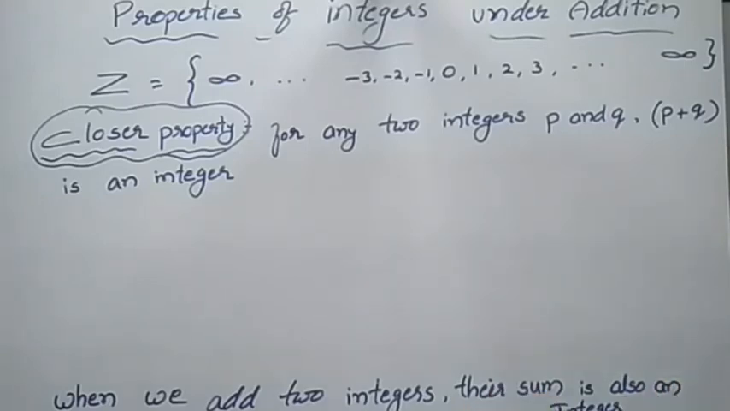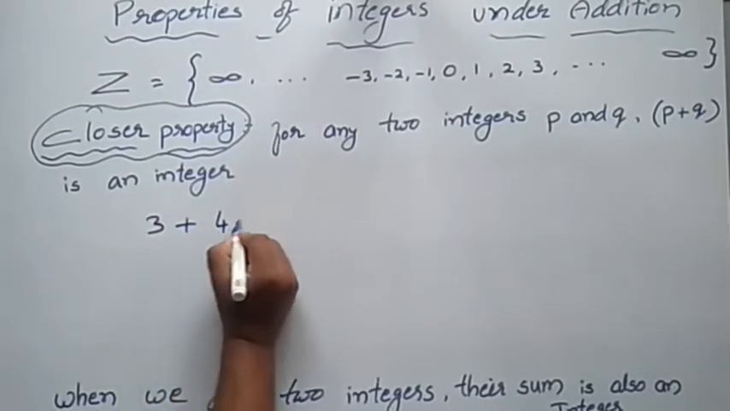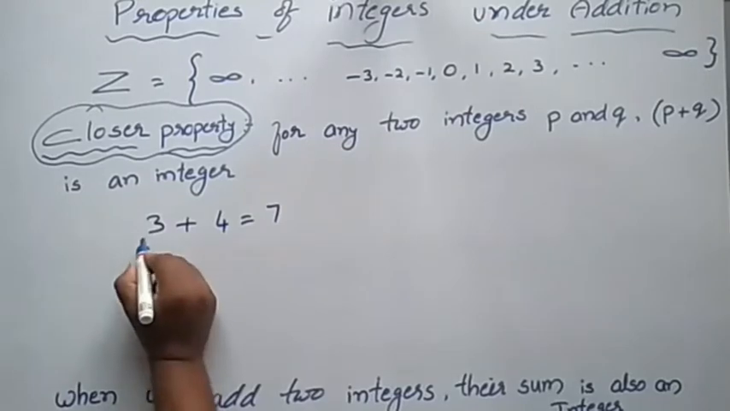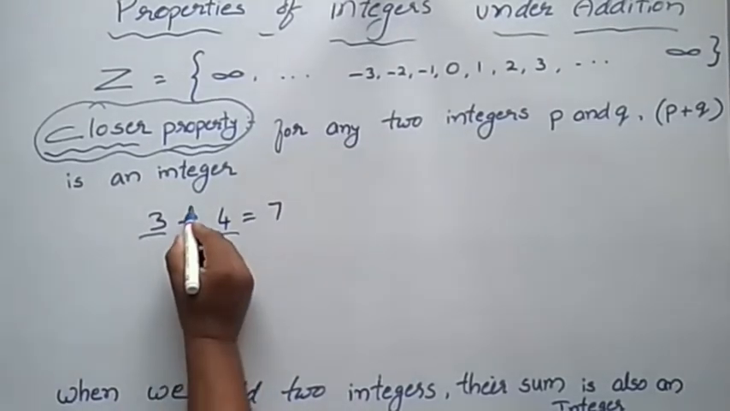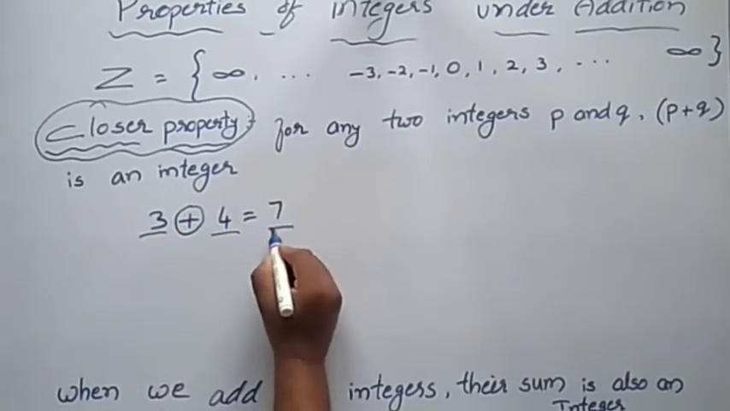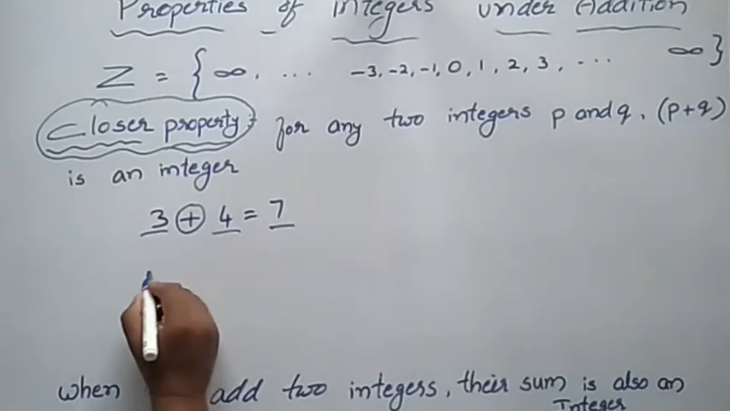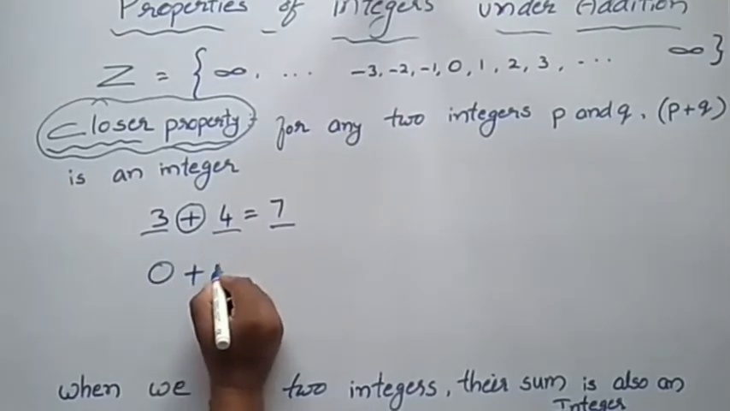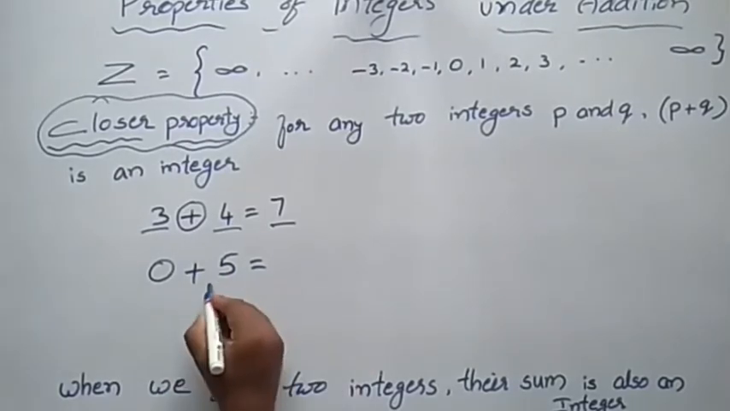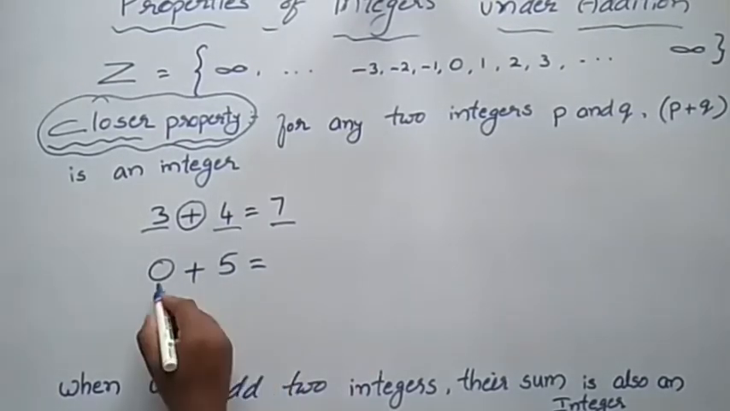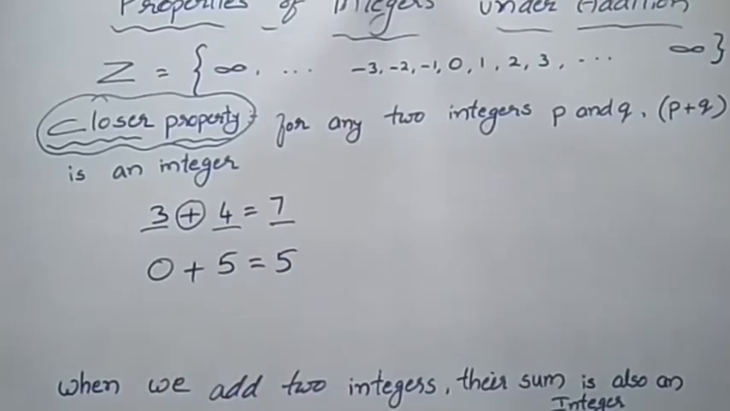Here I am taking one example: 3 plus 4 equals 7. Here 3 is an integer and 4 is also an integer. I am adding these numbers, and the resultant 7 is also an integer. I will take another example, 0 plus 5. 0 is an integer and 5 is also an integer. The sum of these two is 5, which is also an integer.